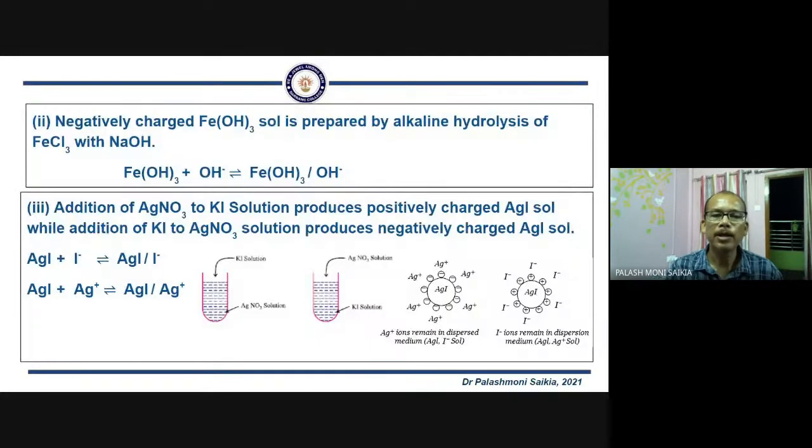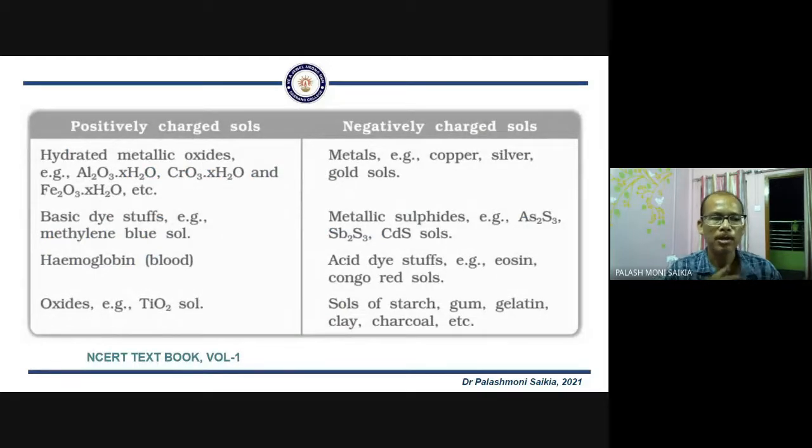And finally, a revision of your higher secondary classes. I took this table from the NCERT textbook. So depending upon this, whatever may be the origin, when we say lyophobic colloids, which are generally charged colloids, we can readily distinguish that if there are any oxides or hydrated oxides, that is hydroxides, of metals, then they are generally positively charged.